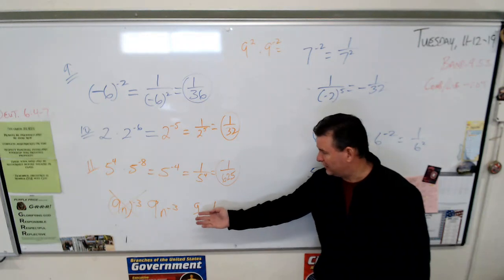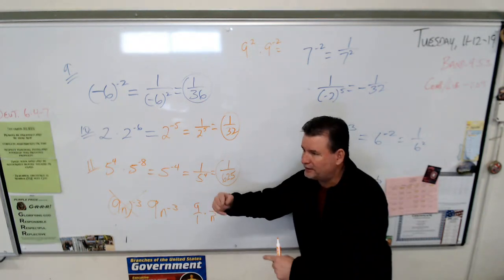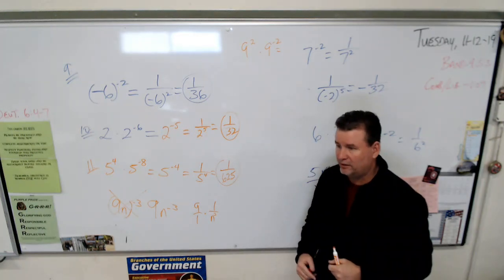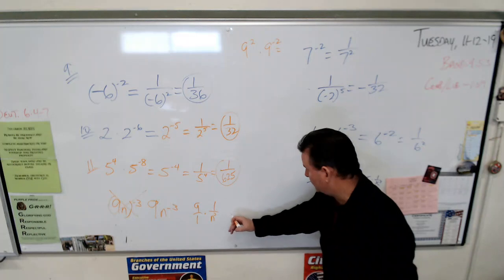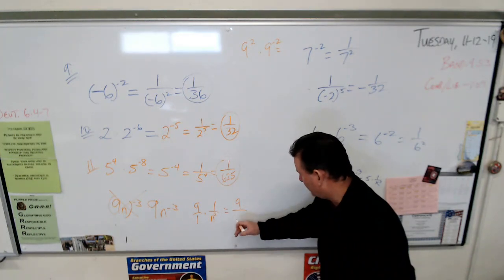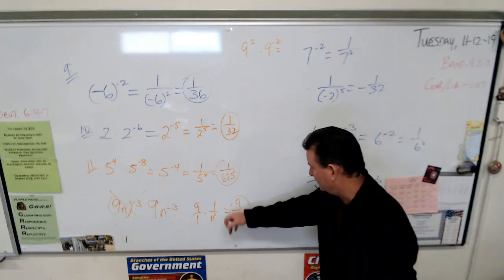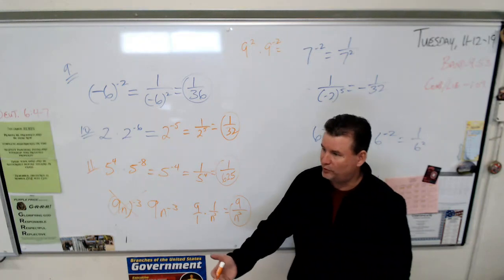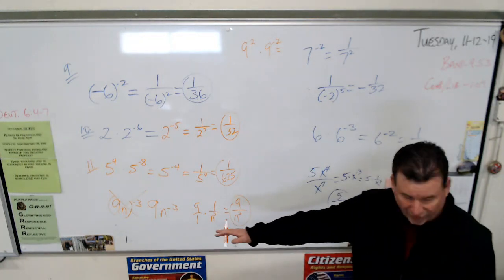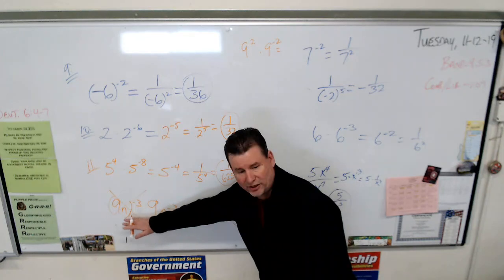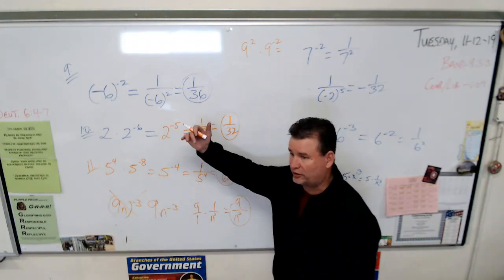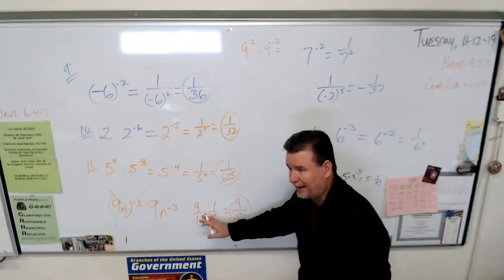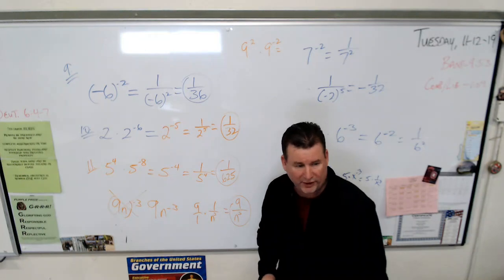I rewrote this as 9 over 1. What is n to the negative 3? It's 1 over n to the positive 3. So now it's 9 times 1 and 1 times n to the 3. Boom. Done. This is 15. This is not 9n raised to the negative 3. It's 9 times n to the negative 3. So I rewrote it like that to make sure I wasn't confused with the 9.